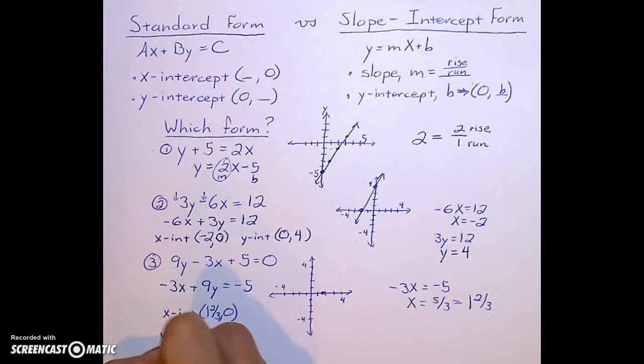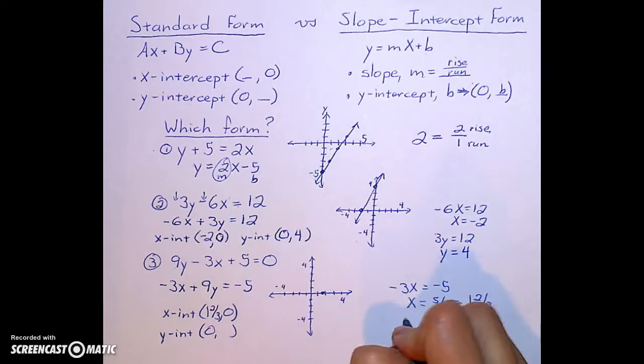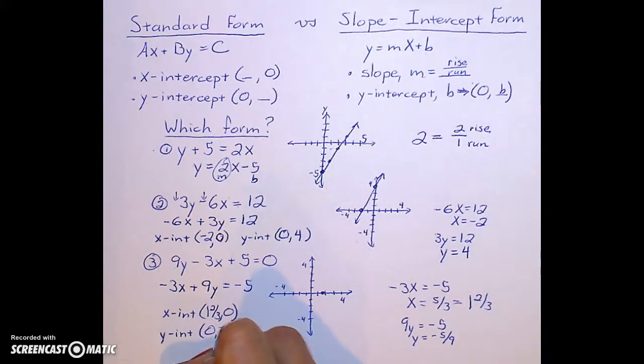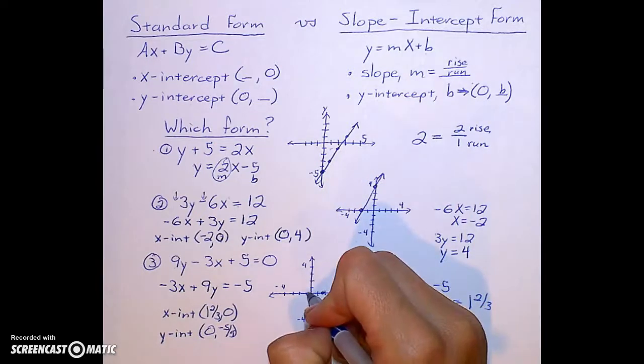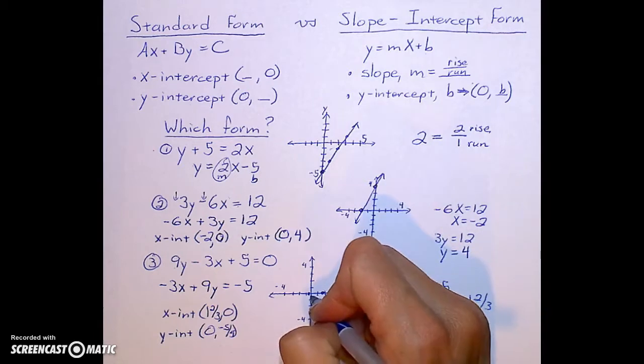My y-intercept has an x value of 0. I substitute 0 in for the variable x and have the statement 9y equals negative 5. So the y-intercept is negative 5/9. And I do my best to locate that on the y-axis at negative 5/9.